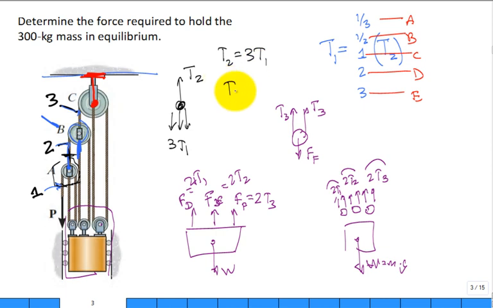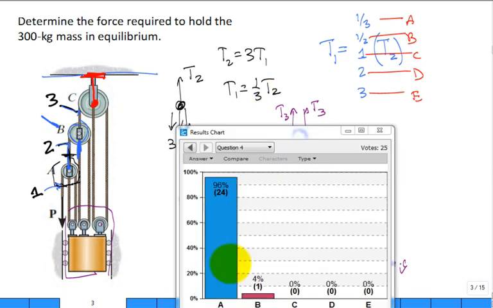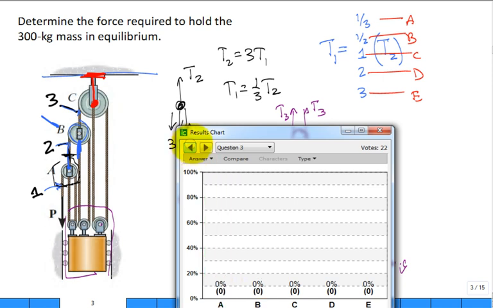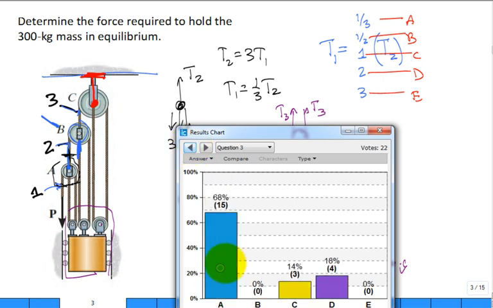So T1 is equal to 1/3 T2, correct? Let's go ahead and see how we did. So we did pretty good. How about before we did the free body diagram? Well, most of you already had it. But I'd like to get 100% correct, okay?